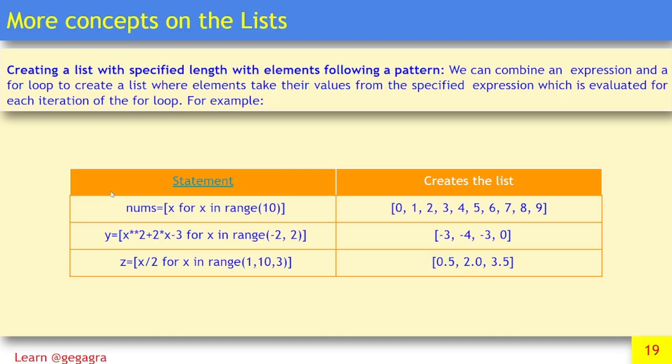And in the third case, z is equal to x upon 2 for x in range 1, 10 and 3. Here x is getting the value 1, then a gap of 3, that is 4, a gap of 3, 7 and so on. All the values of x generated by this range will each be divided by 2, meaning half of the generated value will be part of the new list, and the list will be z. It will create a list whose values will be 0.5, 2.0 and 3.5.